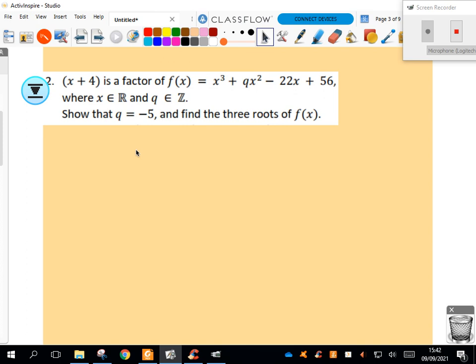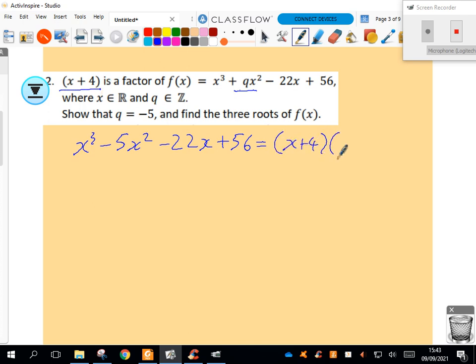Given that now we've proved that q is equal to negative 5, we're going to say f of x, which is x cubed plus qx squared. Actually, that's equal to negative 5, so let me just change that to a subtraction. So it's going to be minus 5x squared, minus 22x, plus 56. And we're told that x plus 4 is a factor of that. So that's equal to x plus 4 multiplied by something else. How are we going to find the something else?